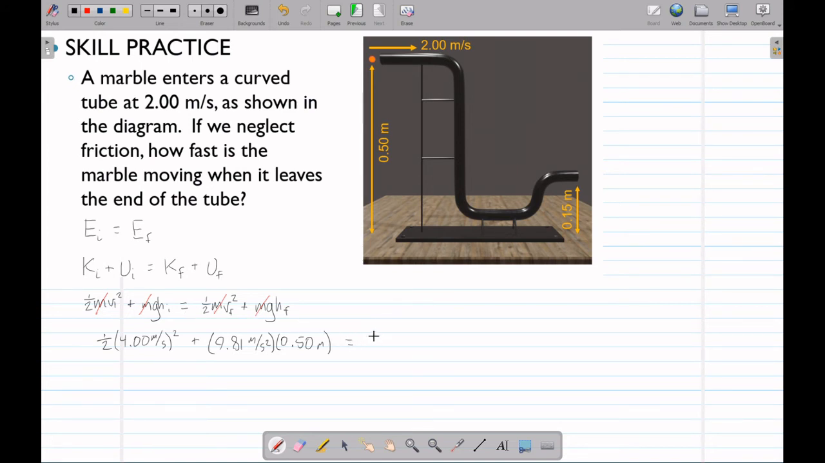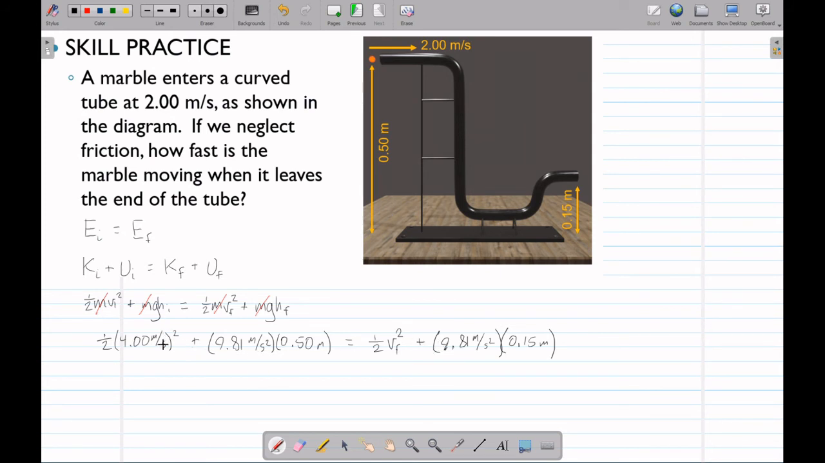Equals 1/2 the final velocity squared. We do not know what the final velocity is, so we'll just leave it as VF for right now. Plus, gravity is still 9.81. Now we can't factor out gravity because it doesn't appear in all of the terms. It only appears in 2 of the terms, so if we tried to factor it out, we would run into some problems. Multiplied by the marble's final height, the marble winds up 0.15 meters above the table. So we've got everything we need, and yeah, it looks pretty complicated, but we're going to simplify it down and get the answer that we need.